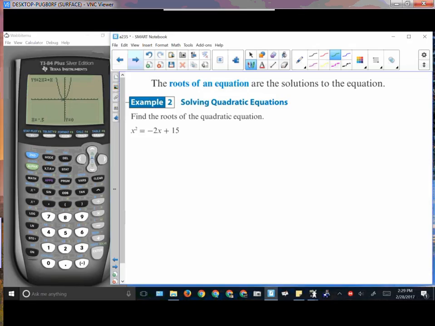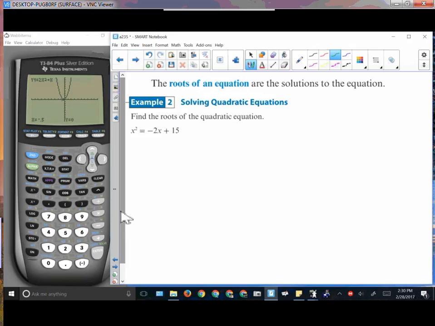So there are three words that essentially mean the same thing for us. Solutions, zeros, roots. Each one gets used in its own way, but they essentially mean the same thing. So I want to go through and solve this. I want to know where its roots are. I want to know where the zeros are. Now we've seen equations like this before.